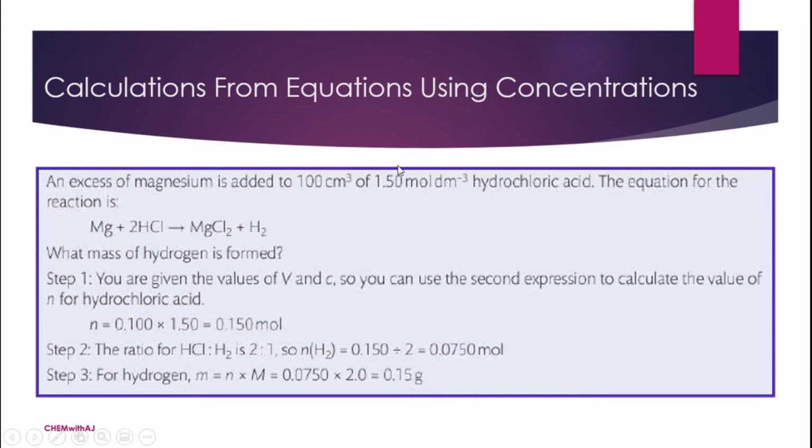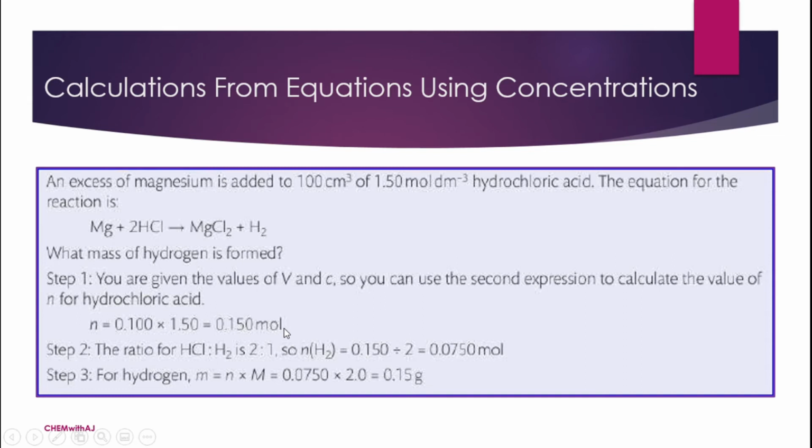Using that, we can find the number of moles of hydrochloric acid. So we rearrange C equals n over V so that we get n. So n equals V into C. But here it's in centimeter cube, so we have to convert it to decimeter cube. So that's 0.1 decimeter cube into 1.5 moles per decimeter cube. So then we get 0.15 moles of hydrochloric acid.